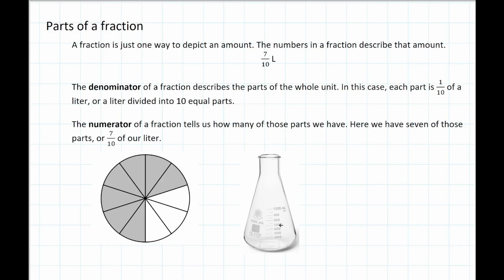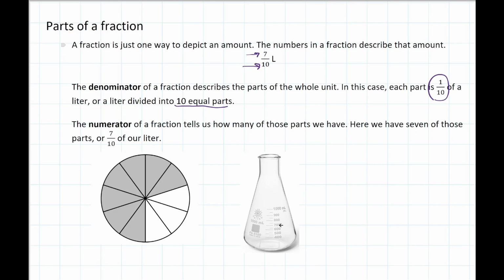So the denominator, the bottom part of this fraction, tells us the parts of the whole. Here, our whole unit is liters because we're measuring in liters. And since we have a 10 in the bottom, that means that each liter is divided into 10 equal parts, or one of those parts is just 1/10. The numerator, that's the top part of my fraction, tells us how many parts we have, right?